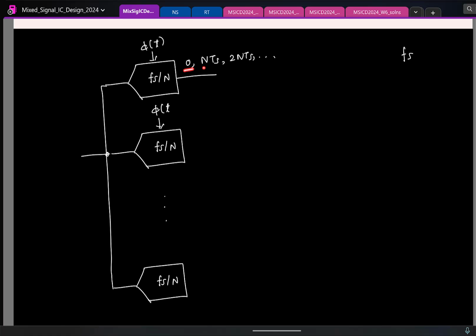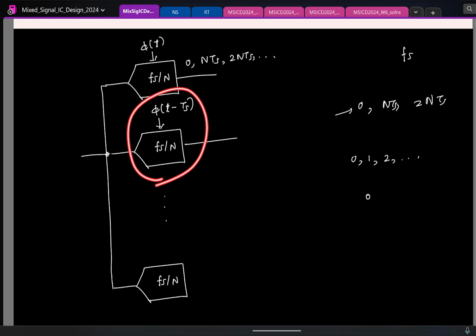This first ADC is giving you 0, N TS, 2N TS. But I want 0, 1 TS, 2 TS and so on. So what will I do to this clock? This is what the first ADC is giving you. You divide this by N, so that becomes TS. So now, at what time instance will this second ADC sample?